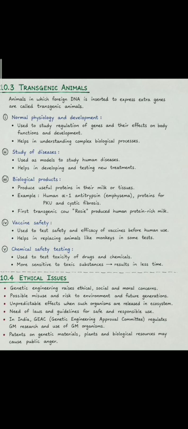And in 1997, the first transgenic cow, Rosie, produced human protein rich milk. It is 2.4 grams per liter. The milk contained human alpha lactalbumin. It is important to note that human protein rich means alpha 1 antitrypsin, and the milk contained human alpha lactalbumin and was nutritionally a more balanced product for human babies.